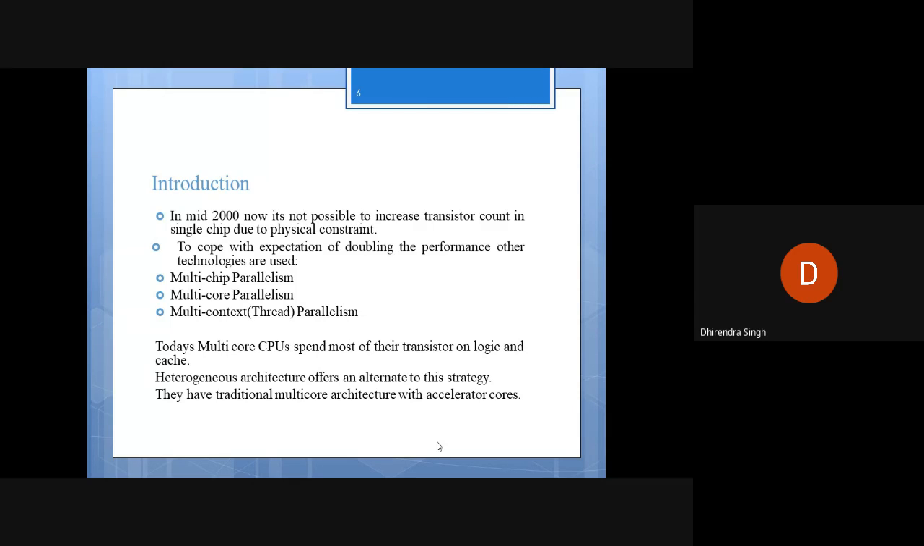When we talk about multi-chip parallelism, we have several physical processor chips inside a single computer, and they are sharing the internal resources. Basically, the most important thing is the memory. So they were sharing the memory, and all the processor chips were present inside a single computer. So the first way to improve the performance was multi-chip parallelism.